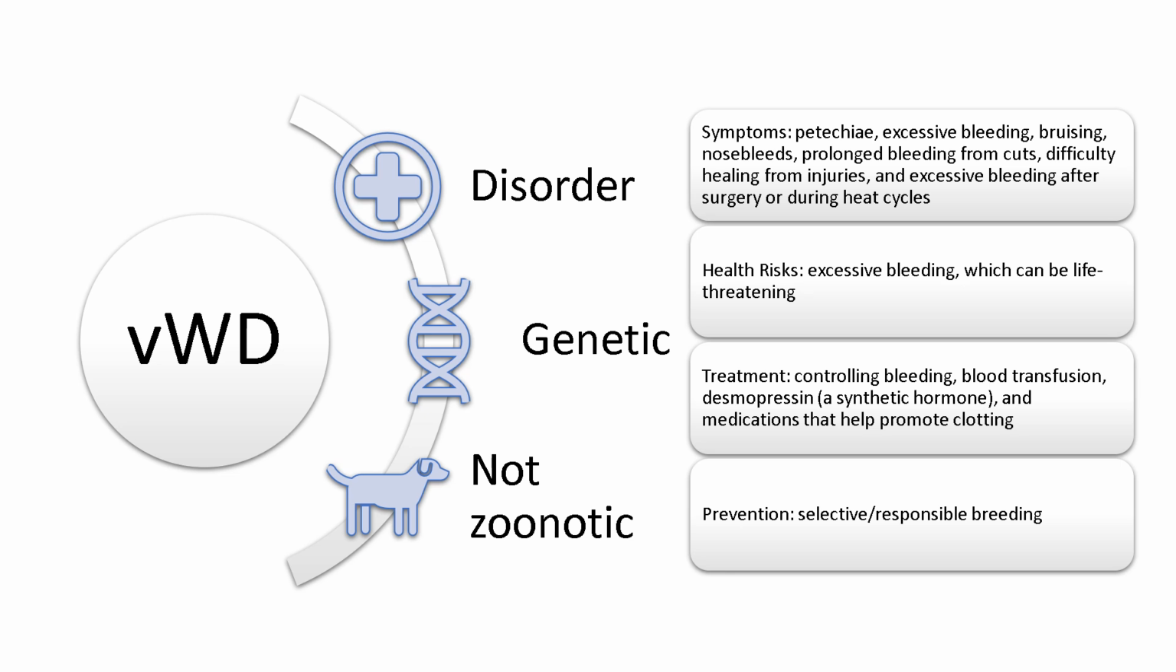The primary health risk of von Willebrand's disease is excessive bleeding, which can be life-threatening in some cases, particularly if the dog sustains a major injury or undergoes surgery. Without treatment, bleeding episodes may become more frequent and severe. In extreme cases, untreated bleeding can lead to shock or organ damage.